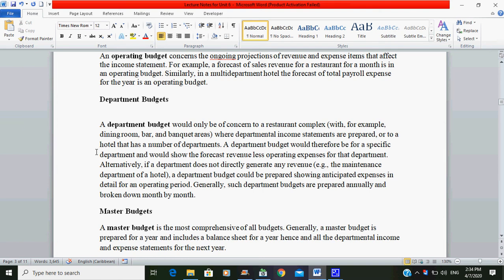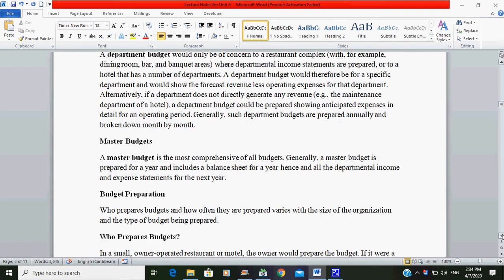Alternatively, if a department does not directly generate any revenue, for example the maintenance department of a hotel, a department budget could be prepared showing anticipated expenses in detail for an operating period. Generally, such department budgets are prepared annually and broken down month by month. That's about department budgets.